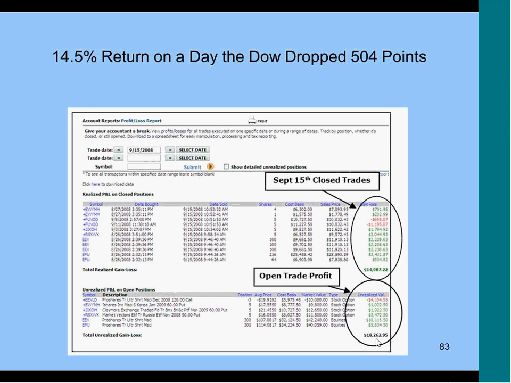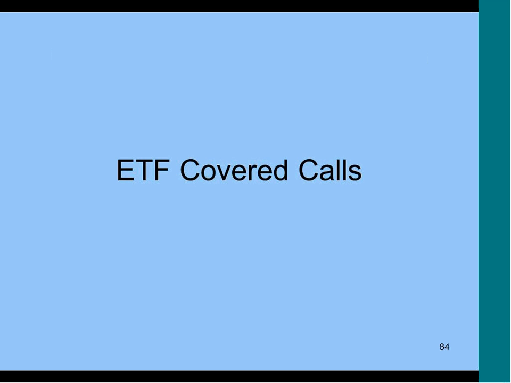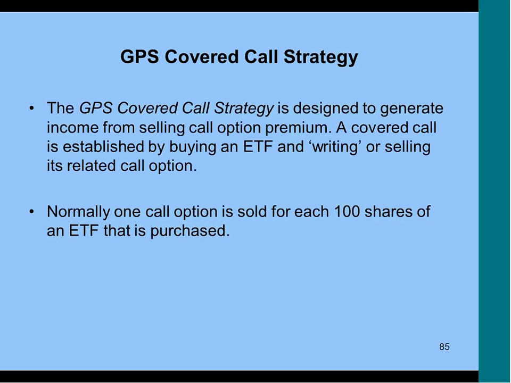Now let's talk about trading covered calls with ETFs, and this is another one of the strategies I'm very actively involved in. The GPS covered call strategy is designed to generate income from selling call option premium. And a covered call is initiated by buying an ETF and writing or selling the related call option. Normally, one call option is sold for each 100 shares of an ETF that is purchased. I'll show you some examples of that.